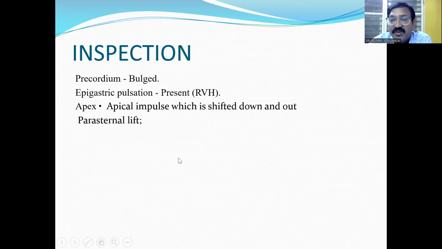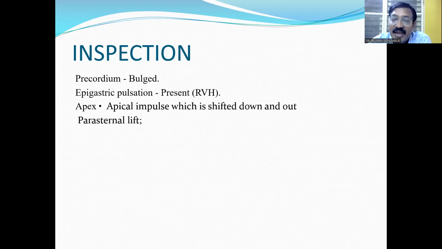So on inspection, you may see that the pulmonary artery may be bulged. The patient may have epigastric pulsation due to right ventricular hypertrophy and right heart failure. The apical impulse is usually shifted down and outward, because what will happen? More blood doesn't go out through the aorta, it goes into the left atrium. What happens? The left atrium is more voluminous. Again, the blood comes into the left ventricle. So the left ventricle keeps on dilating and enlarges.